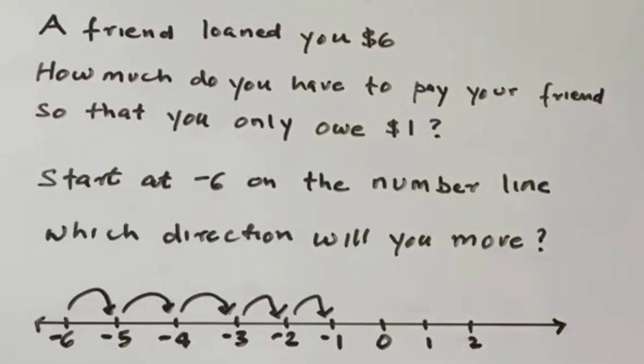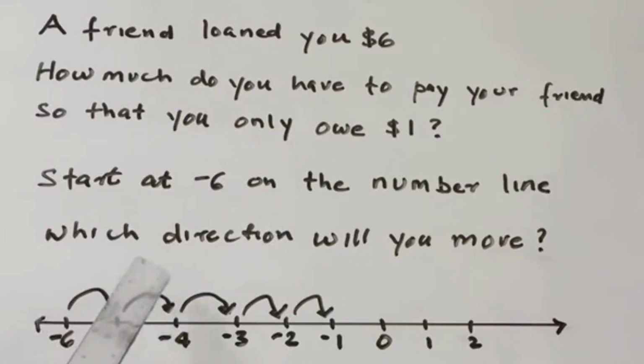Here's another example. A friend loaned you $6. How much do you have to pay your friend so that you only owe $1? So, starting on the number line at -6, since that's how much you owe, we want to move along the number line until we get to -1, because you want to find out how much to pay so that you only owe $1. So let's go.